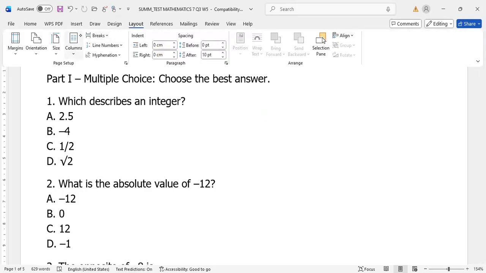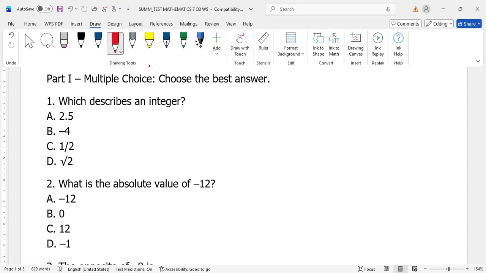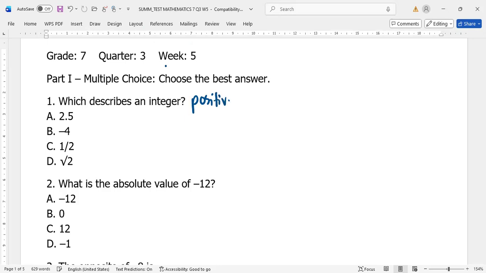Okay, so again, it's positive and negative whole numbers. Okay, so we have here A 2.5, B negative 4, C 1 half, D square root of 2. So square root of 2, that is irrational. 1 half, that is a fraction. And 2.5, that's a decimal. So our answer here will be letter B, negative 4. Okay, that is negative whole number.